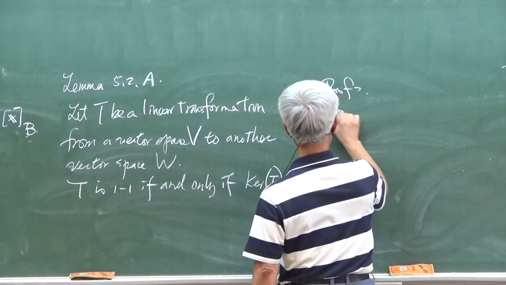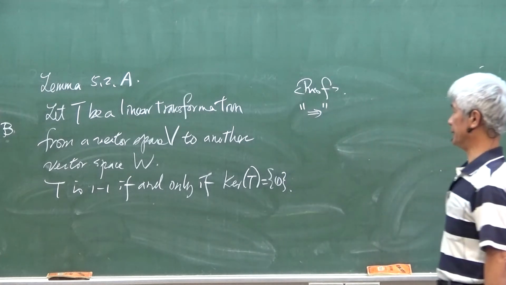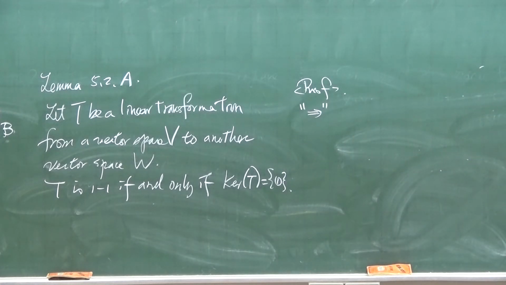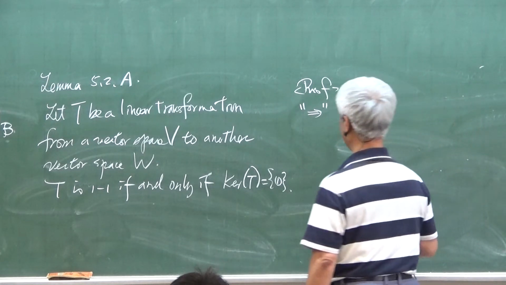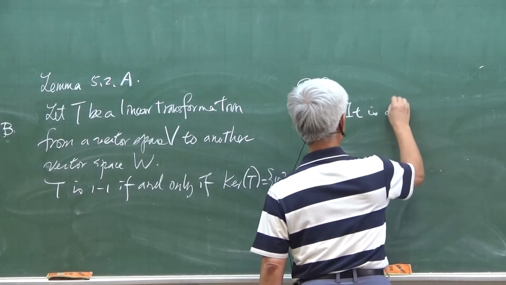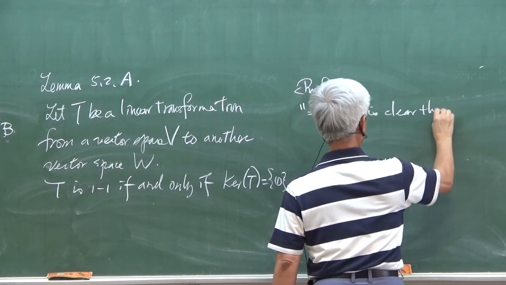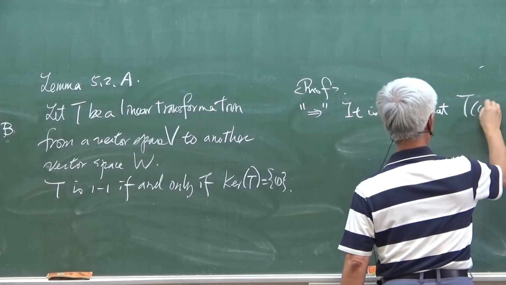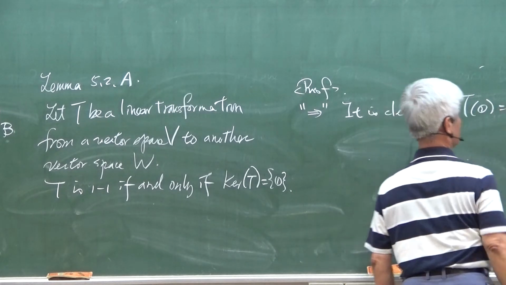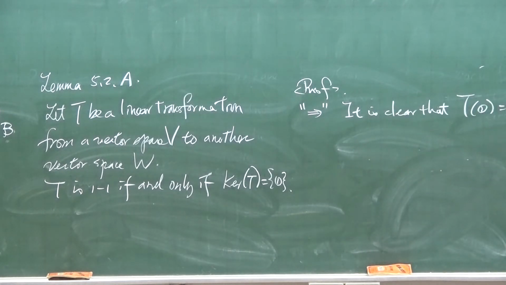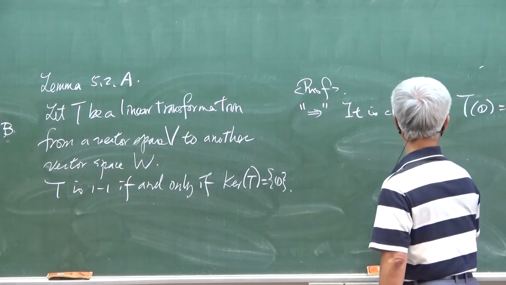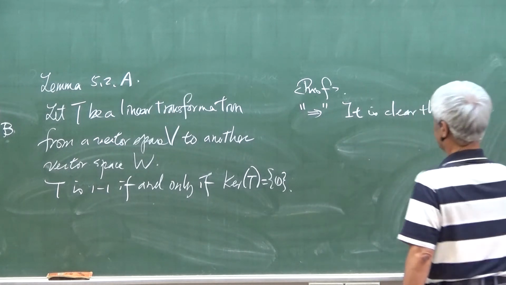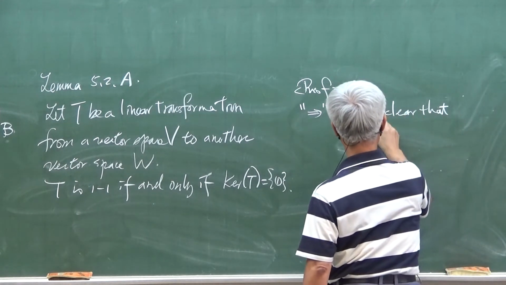Forward direction: assume T is 1 to 1. It's clear that T maps 0 to 0, right? We have that, because T is linear. But if you forget it, then I will show it.